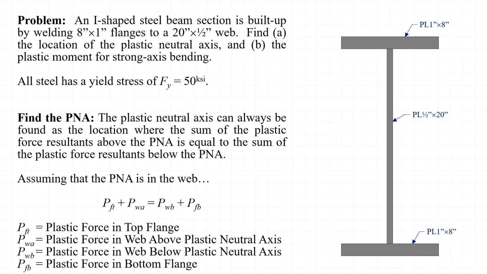That equation is written again here on this slide. P sub Ft plus P sub Wa is equal to P sub Wb plus P sub Fb, where again the assumption is that the plastic neutral axis is in the web of the cross-section.